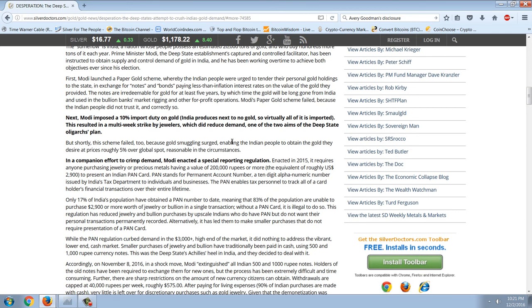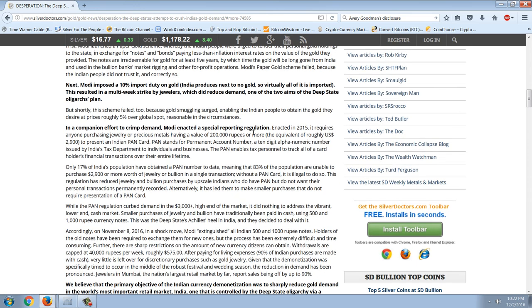First, Modi launched a paper gold scheme whereby the Indian people were urged to tender their personal gold holdings to the state in exchange for notes and bonds, paying less than inflation interest rates on the value of the gold they provided. The notes are irredeemable for gold for at least 5 years, by which time the gold will be long gone from India and used in the bullion banks, market rigging, and other for-profit operations. Modi's paper gold scheme failed because the Indian people did not trust it, and correctly so.